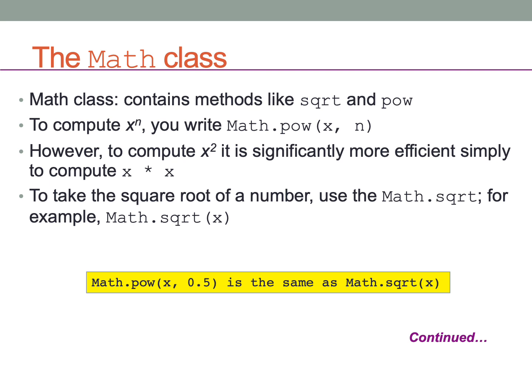However, to compute x to the power of 2, it is significantly more efficient simply to compute x times x. To take the square root of a number, we can use Math.sqrt, for example, Math.sqrt(x). We can also use the power method instead of square root. We can write it as Math.pow(x, 0.5). That is exactly the same as Math.sqrt.